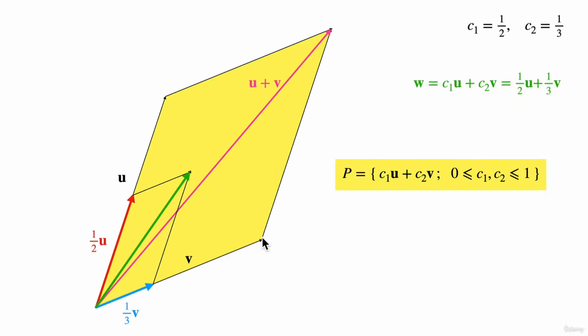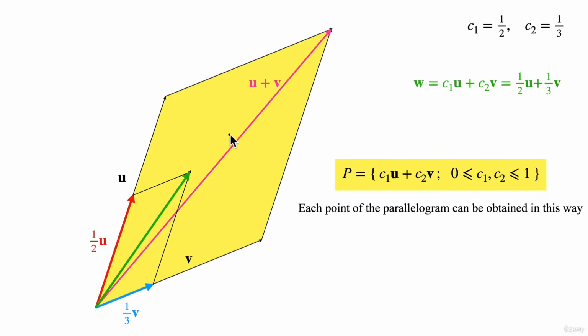This point corresponds to c2 equal to 1 and c1 equal to 0, because it's simply 1 times v. So c2 equal to 1 and c1 is 0. And these points correspond to c1 equal to 1 and c2 equal to 0. So we get this parallelogram. Each point of this parallelogram can be obtained in this way.